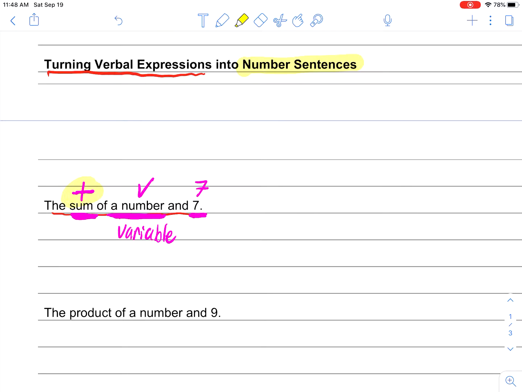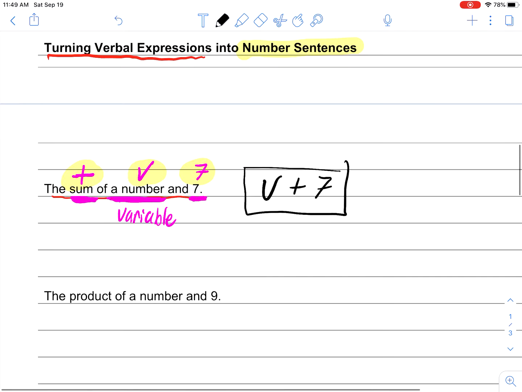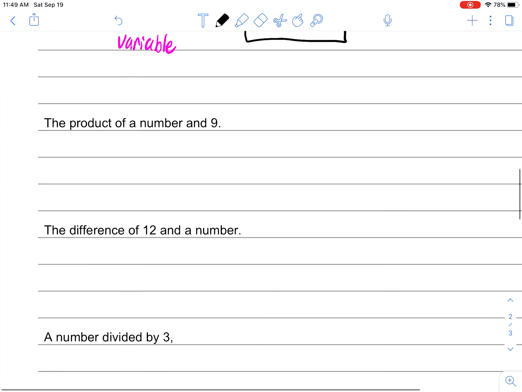So now I know that in my math problem, I'm going to have a plus sign, a variable, and the number 7. So when I go to write this number sentence, I know I have a V, a plus sign, and a 7. And because it's addition, it doesn't matter what order it's in, so this is my answer: V plus 7. That's it. Okay? Remember, if you need to pause, rewind, or rewatch this, you can do that to make sure you understand.